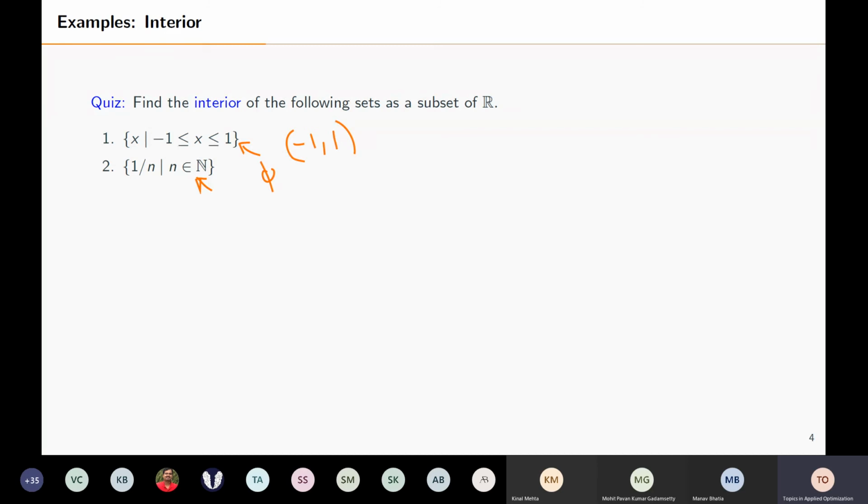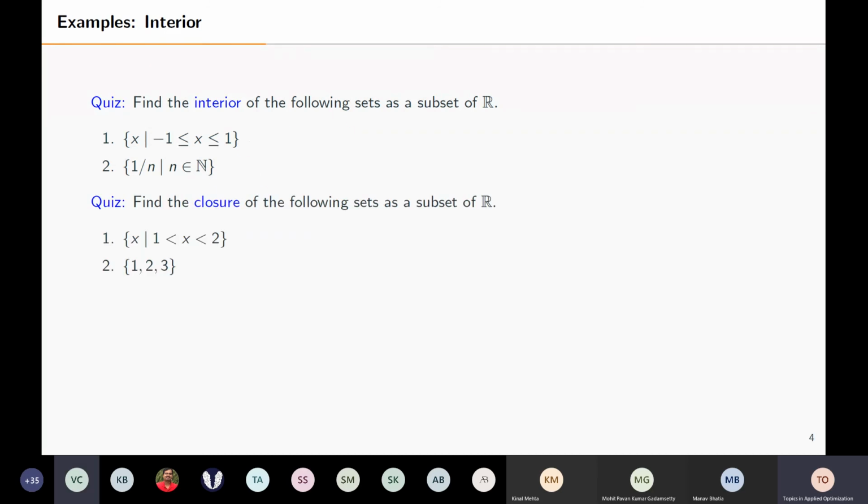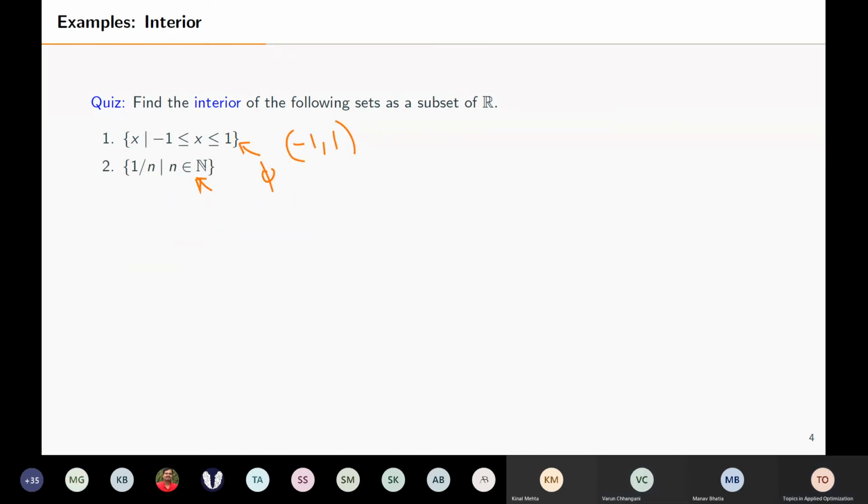Okay. So only open sets have interior? In an open set, all points are interior. So only an open set has interior, or no? Closed sets also have interior. This was the closed set, right? The first example is a closed set, right? Yeah, sure. So this was closed, and the interior is this.